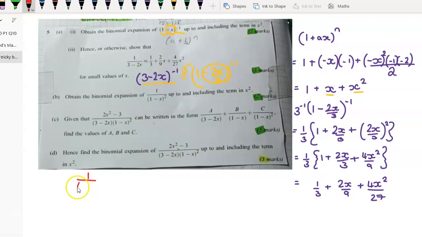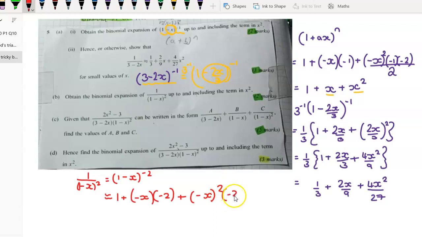So 1 over (1 minus x) squared. That's the same as (1 minus x) to the power minus 2. So when we expand that, it's approximately equal to 1 plus (minus x) times (minus 2) plus (minus x) squared times (minus 2) times (minus 3) all over 2 factorial, which is 2. So that's 1 plus 2x plus 3x squared.